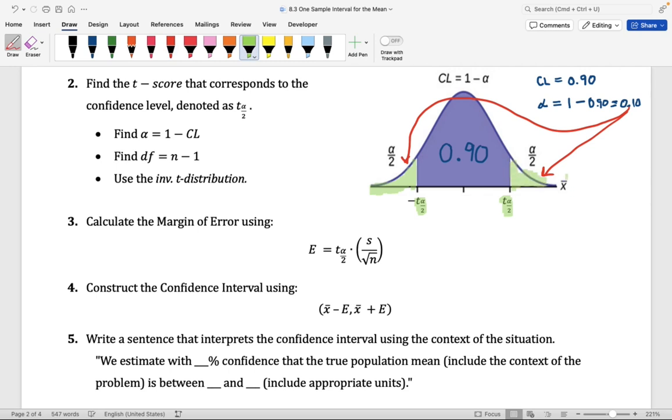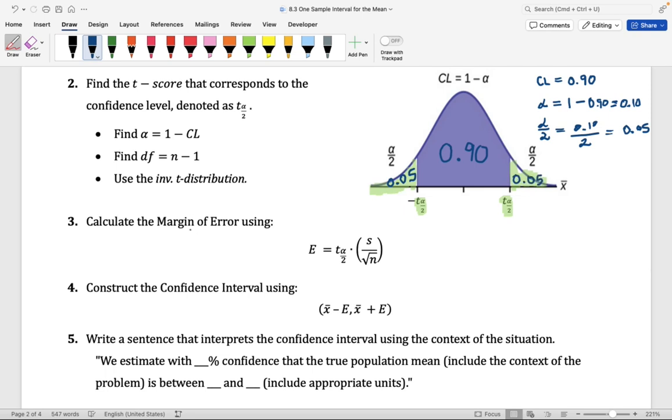If I want the area on one of the tails, what do I have to do? Well, I need to take alpha and divide it by 2. You're always going to need to take alpha, and you're always going to be dividing it by 2. In this case, we have 0.10 divided by 2. This is equal to 0.05. And now you have the area of both of the tails.